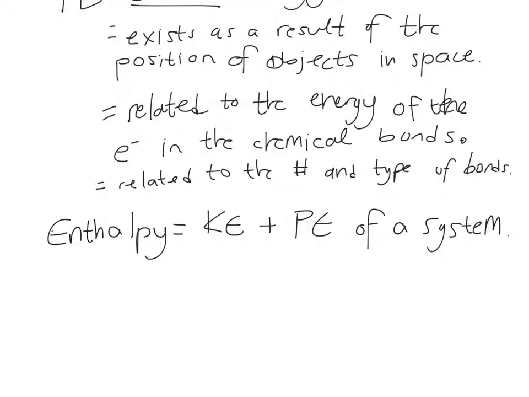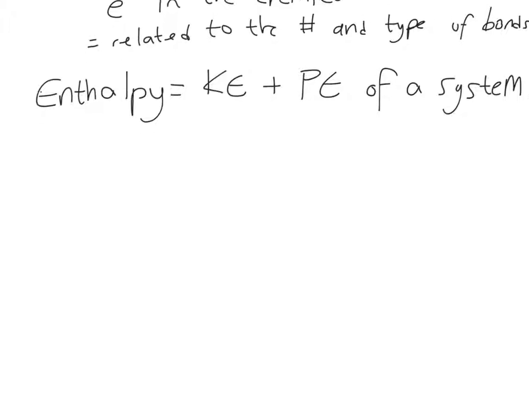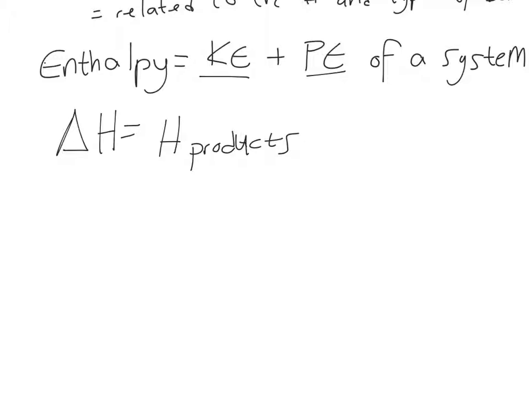Now, keeping all of that in mind, to make all these changes in energy easier to keep track of, what we need to do is find the change in enthalpy. Yes, we know that it's the sum of the kinetic energy and the potential energy, but one way we can also discuss our change in enthalpy is the enthalpy of our products minus the enthalpy of our reactants.